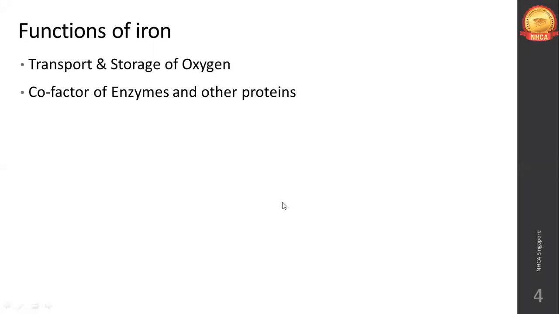Next is, it is a cofactor for enzymes and other proteins. Cofactor means helper molecules. Because of the presence of iron, iron helps to push certain other biochemical reactions in your body to take place. Okay, the presence of iron helps in the formation of certain enzymes, certain proteins.